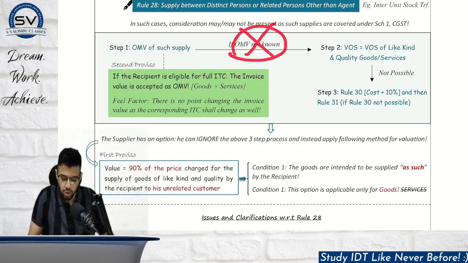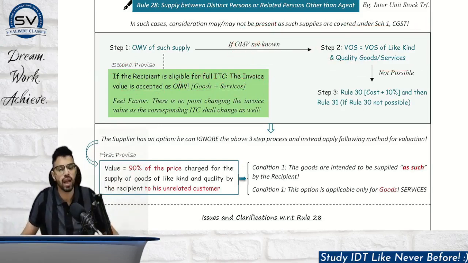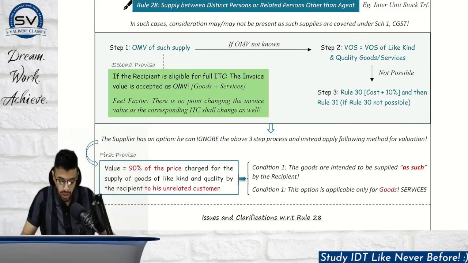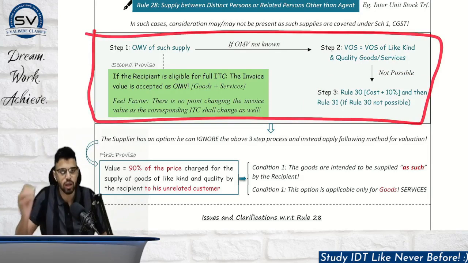If open market value is not known, you take the value of goods or services of like kind and quality. If this is also not known, rule 30 first and then rule number 31. Now, with respect to rule number 28, a very important point to be noted. Please understand, I have put this entire 3-step rule in the box.